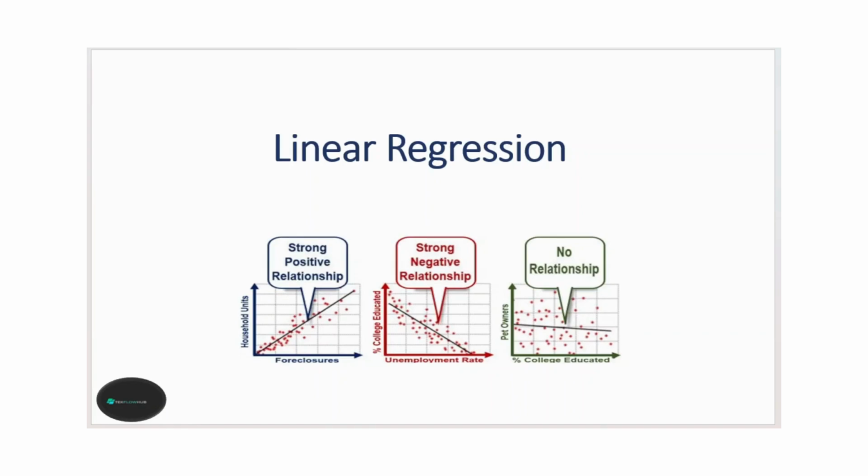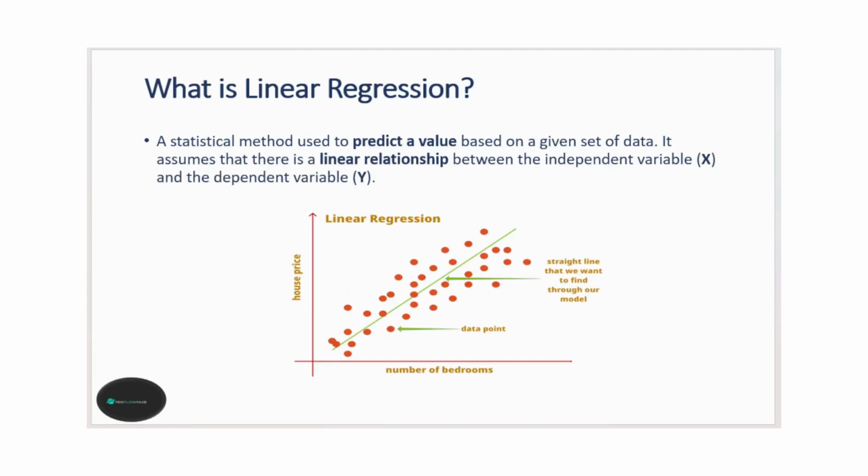So we use linear regression to see the association of input features with the target feature. Looking at the definition, linear regression is a statistical method to predict a value based on a given set of data. It assumes that there is a linear relationship between the independent and the dependent variable.